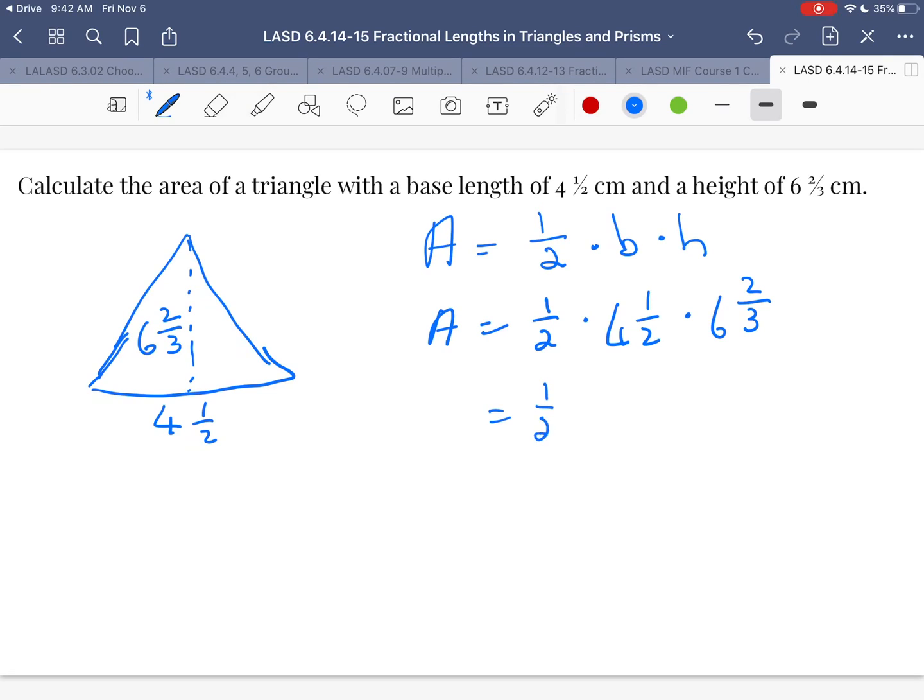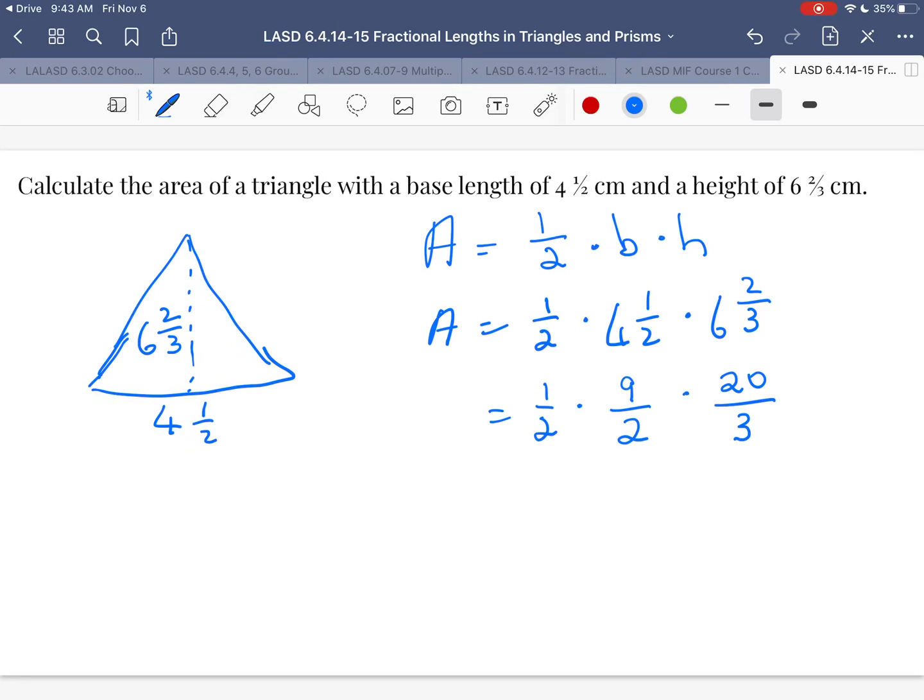So I'm going to say a half times 4.5. When I convert it to an improper fraction, it is 9/2, because 4 times 2 is 8 and 1 is 9. And 6 2/3, 6 times 3 is 18, plus 2 is 20/3. And remember, for multiplication or division of fractions, our denominators can be different. They do not need to be the same.